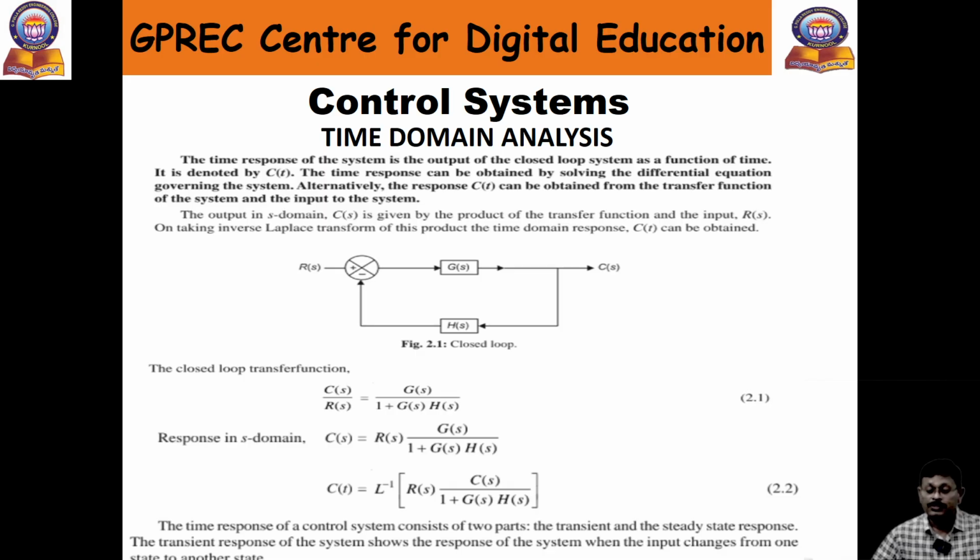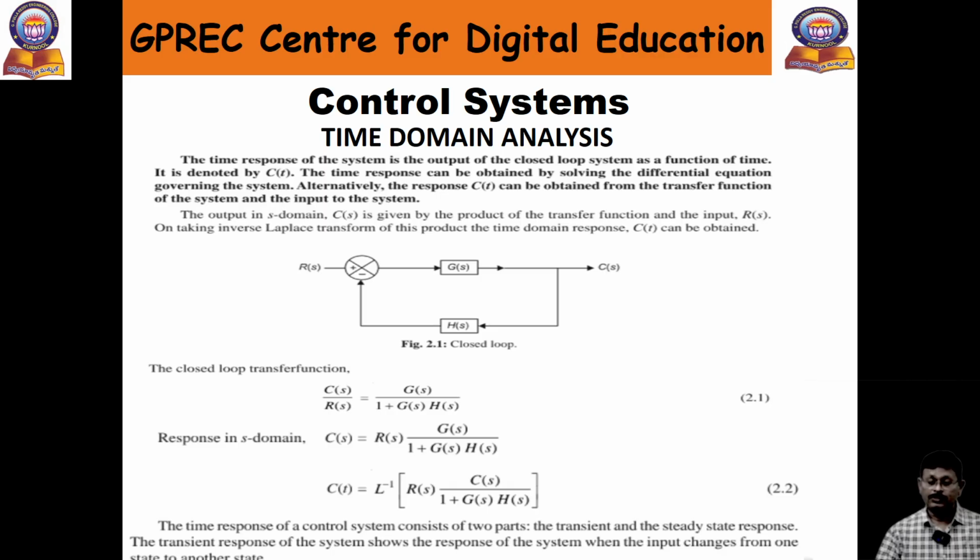The time response of the system is the output of the closed loop system as a function of time, and it is denoted by C of t. The time response can be obtained by solving the differential equation governing the system. Alternatively, the response C of t can be obtained from the transfer function of the system and the input to the system. So the output in the S domain, that is C of S, is given by the product of the transfer function and the input, that is R of S, and on taking the inverse Laplace transform of this product, the time response C of t can be obtained.